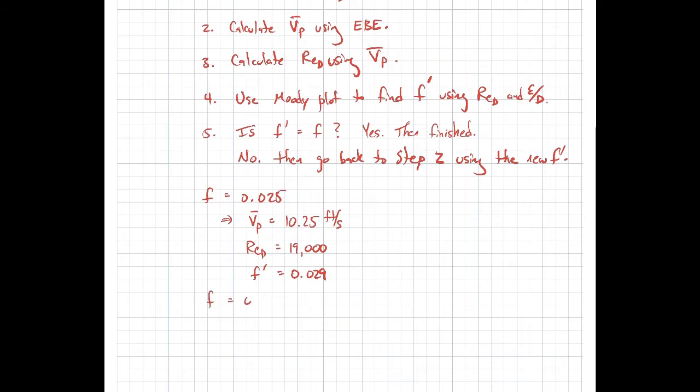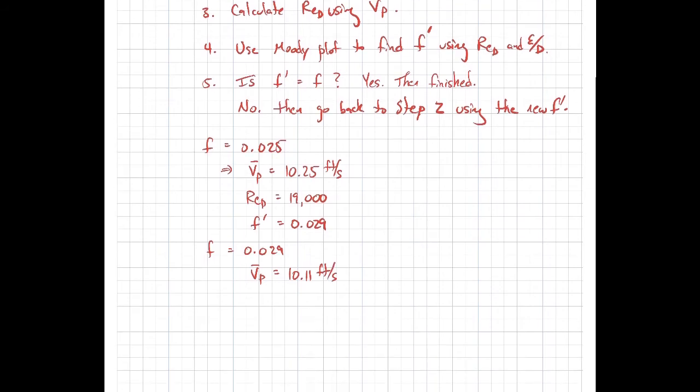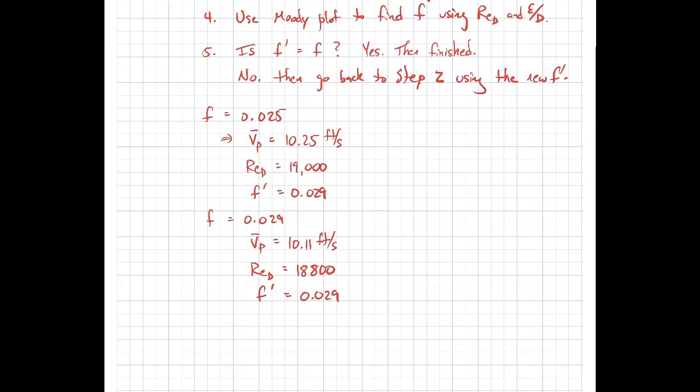So with my new friction factor of 0.029, calculate the velocity in the pipe. That comes out to be 10.11 feet per second from the extended Bernoulli equation. The Reynolds number corresponding to that comes out to be 18,800. And then from the Moody plot, my new F prime comes out to be 0.029 in that case. So now those two are equal, so I'm finished. So I don't need to iterate any longer. So that would mean that the velocity in the pipe is now 10.11 feet per second. And if I want the volumetric flow rate, that'll just be the average velocity in the pipe times the pipe diameter.